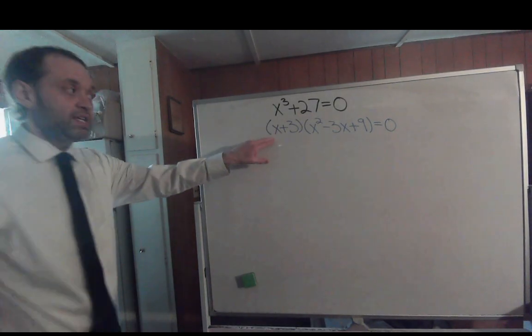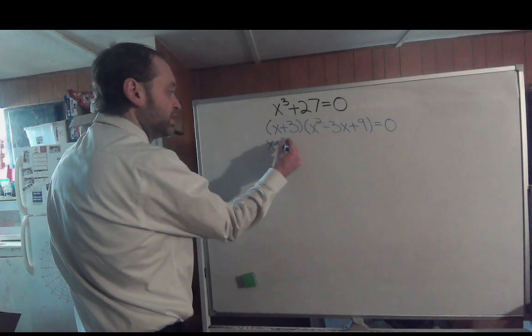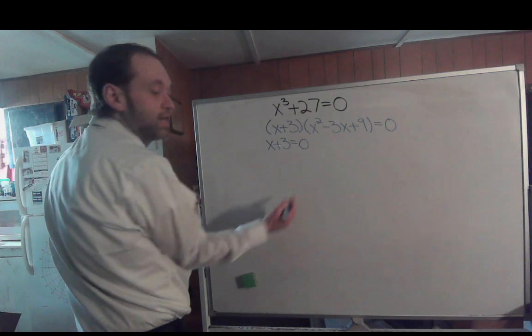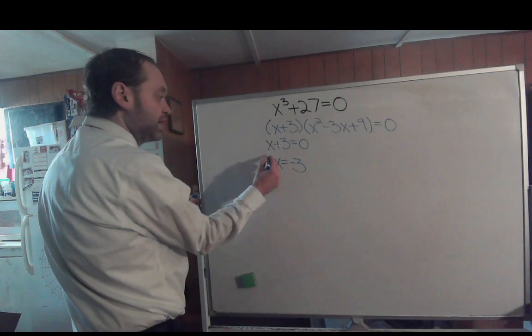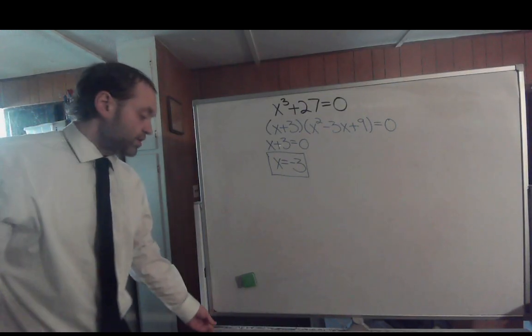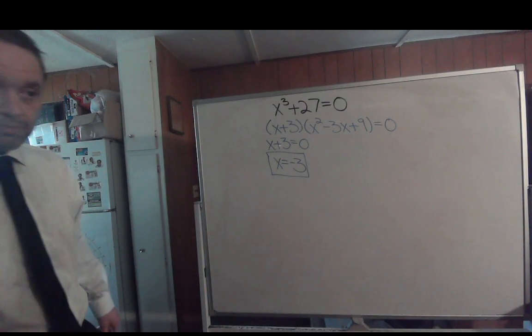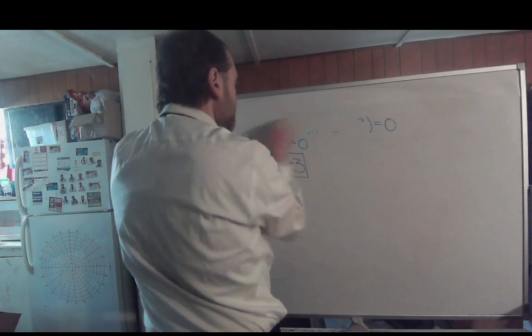So all we really need to focus on here is this x plus 3 equal to 0, since we're only worried about the real solutions today, which would just give you that x equals negative 3 as your only real solution. There are two more solutions in the complex number system, but again, we only care about the real solutions today.